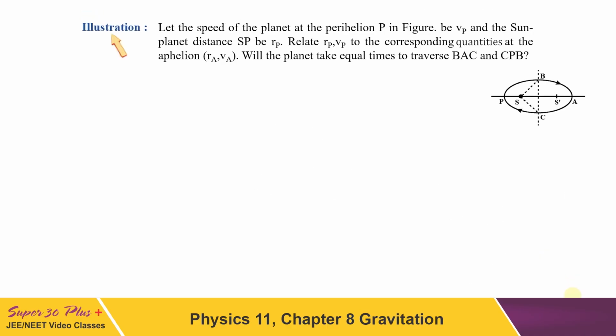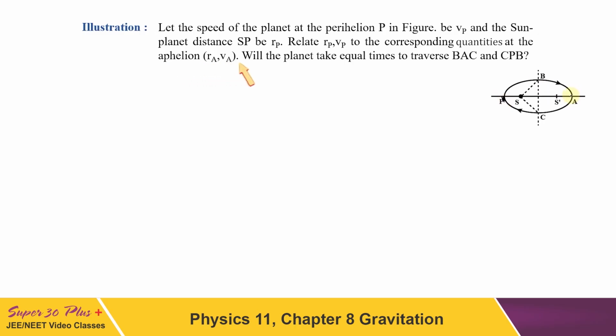One more illustration is there. Let the speed of the planet at the perihelion P in the figure be Vp and the Sun-planet distance SP be Rp. This location P is called perihelion, which is the shortest distance from the focus. Relate Rp, Vp to the corresponding quantities at the aphelion, which is Ra and Va.